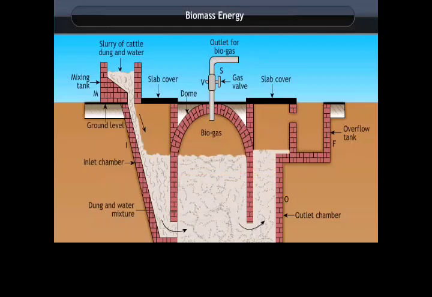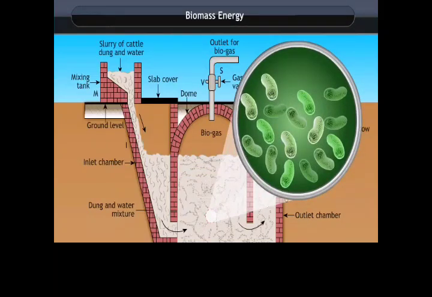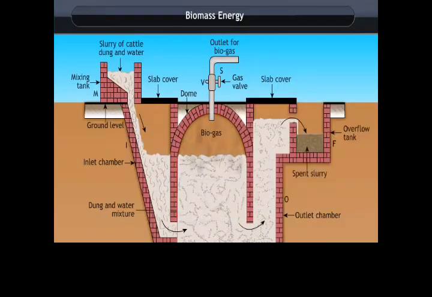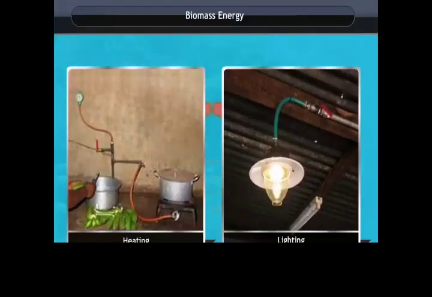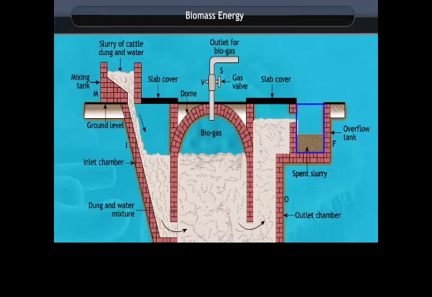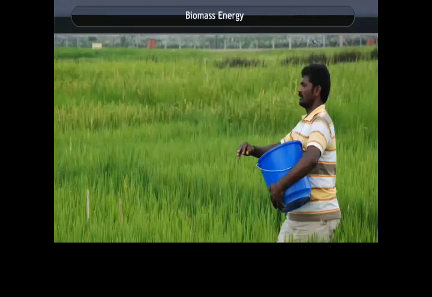In the digester, the slurry is decomposed by anaerobic microorganisms, and after a few days, biogas is produced. The gas is taken out through the gas outlet and used for heating and lighting purposes. The slurry left behind is rich in nitrogen and phosphorus and is used as manure for crops.